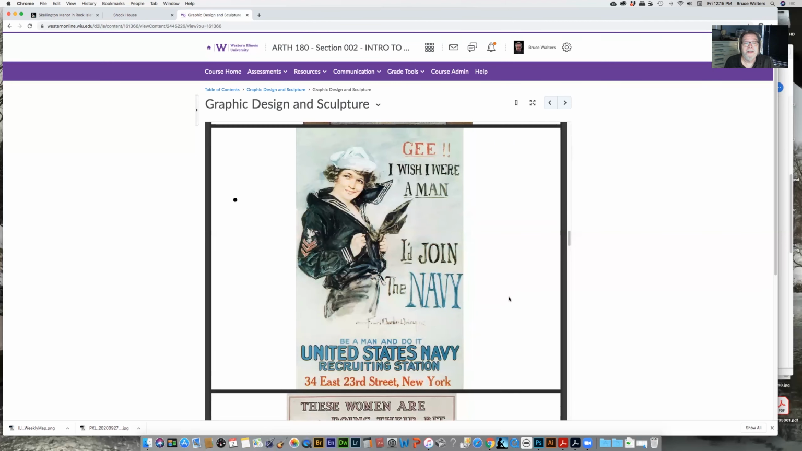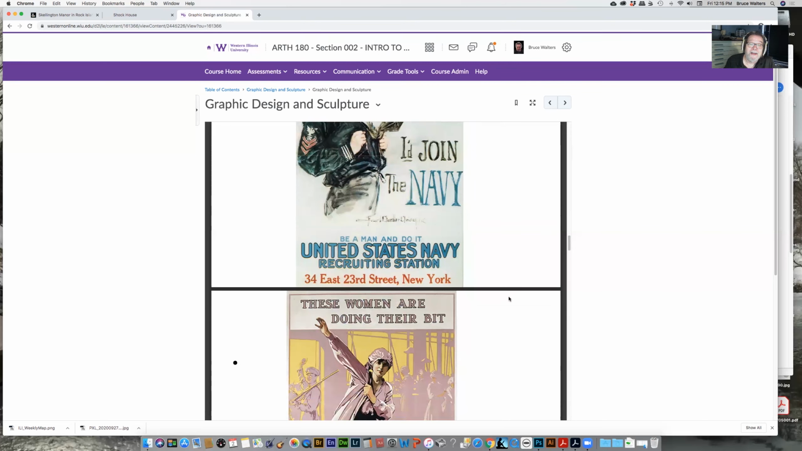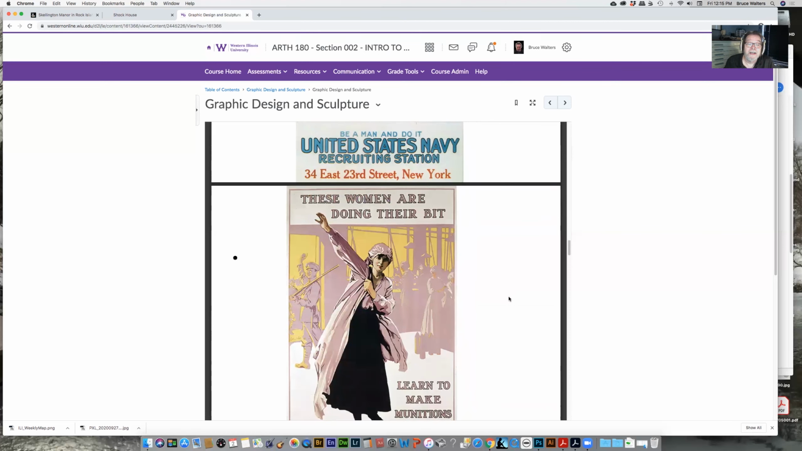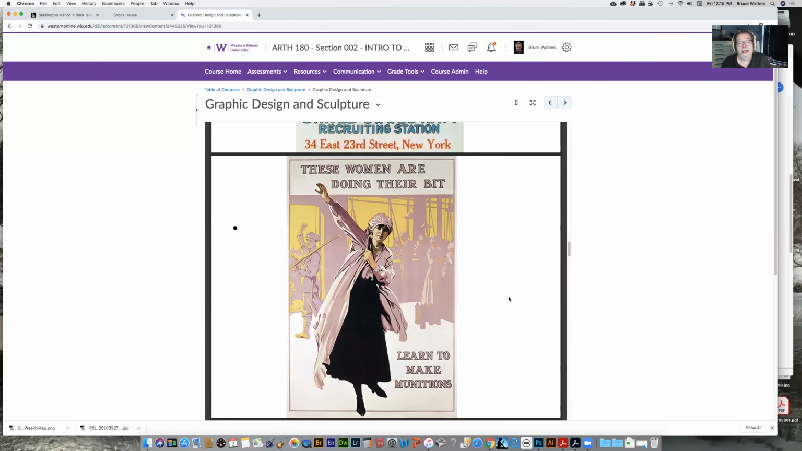Very different from this poster. It has a very different appeal and a very different intent. Look how the women are presented differently between this and this poster. Here we have that sense of we're all in this together. Everyone is contributing.